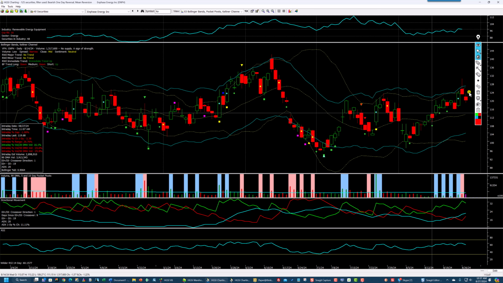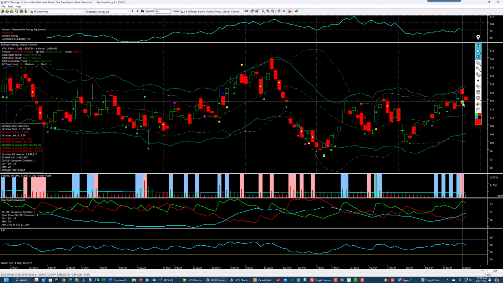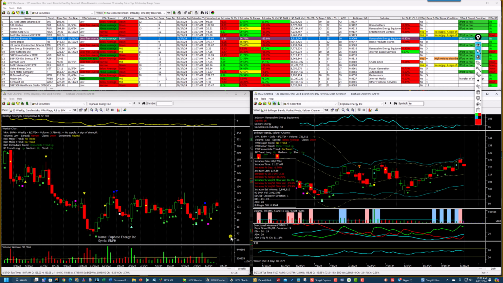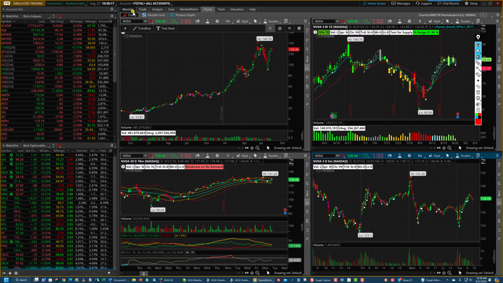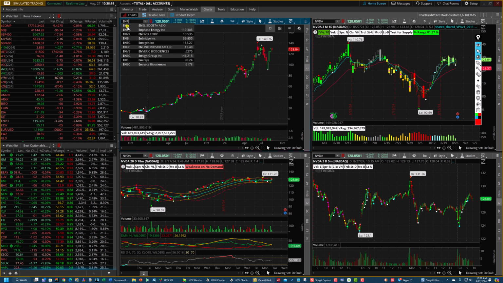But now it looks like it's reversing. This is a potential trade right here to the downside. It got above the Bollinger Bands. The Bollinger Bands weren't outside of the Keltner, but like I said, sometimes you just have to use your own judgment. Down here, the band's outside the lower Keltner. So I'm going to take this stock, ENPH, and I'm going to go over to my paper trader. Going to put ENPH in here.